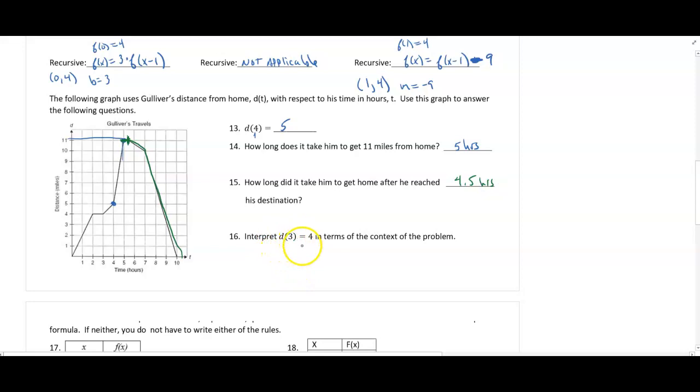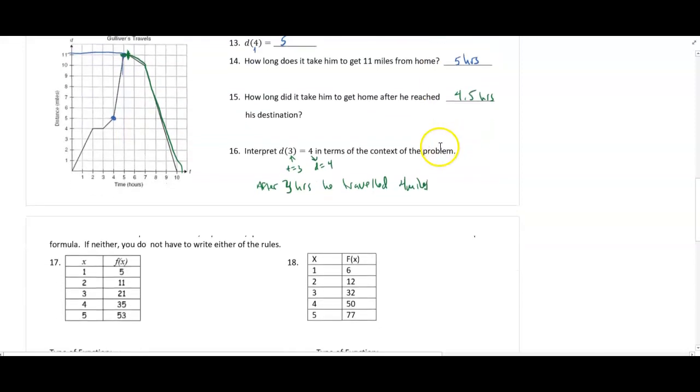Okay? And interpret d of 3. What this means is if my input is 3, t is 3, d is 4. So after 3 hours, he traveled 4 miles.